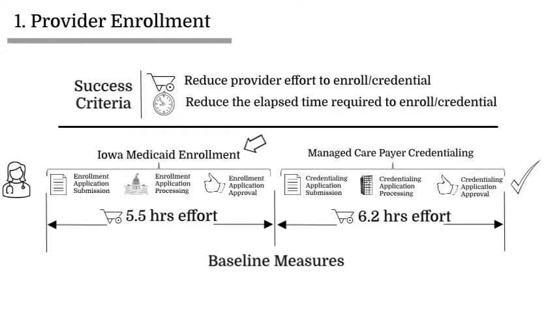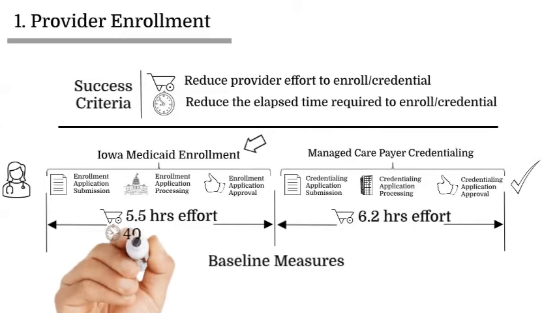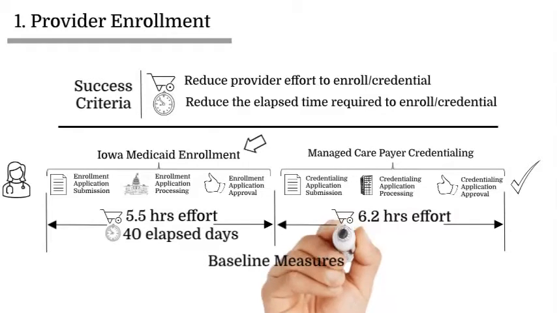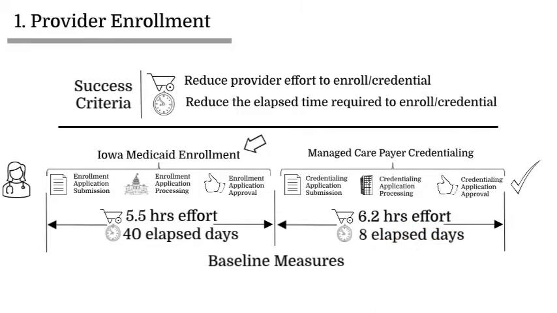On average, over the past 3 years, the enrollment process takes 40 days from application submission to approval. Credentialing process times average around 8 days over the past year, not including the time required to establish contracts. Keep in mind these are aggregate metrics across all provider types and scenarios.